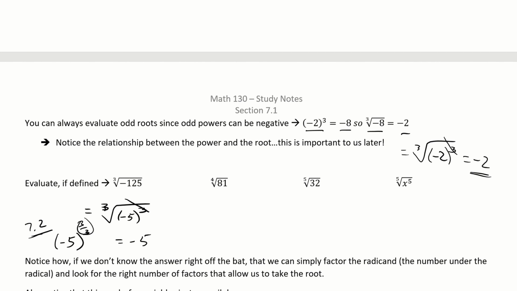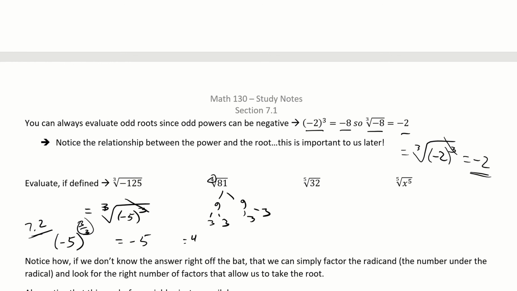81, sometimes you can get lost. I say if you don't know it, you can always break it apart into factors. So 9 times 9. Some people get stuck there. You know what? We're dealing with a fourth root. So keep going. You've got 3, 3. Guess what? 3 and 3.